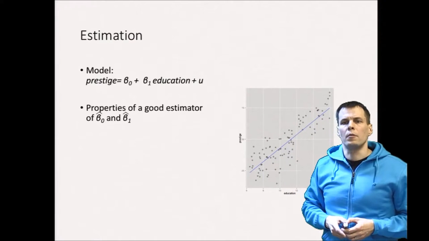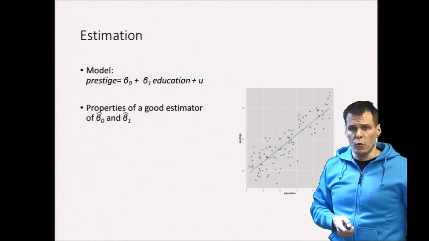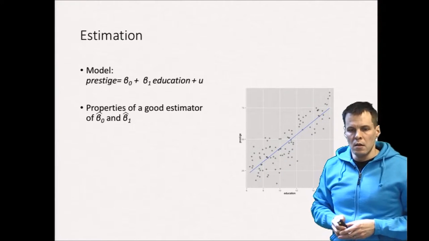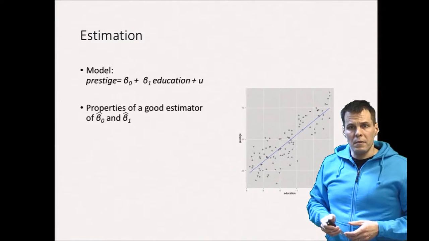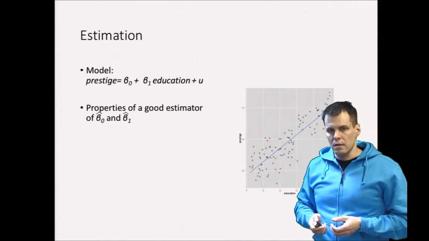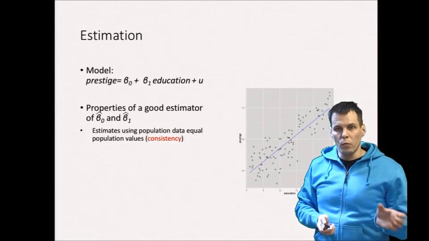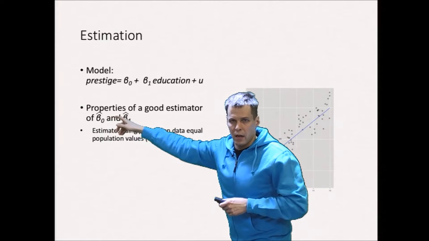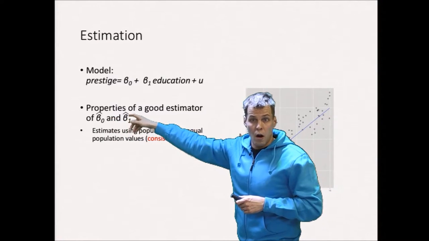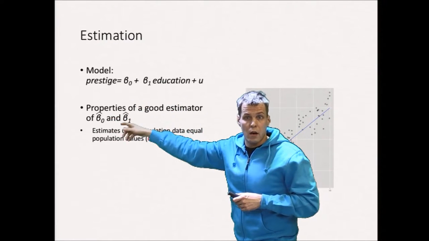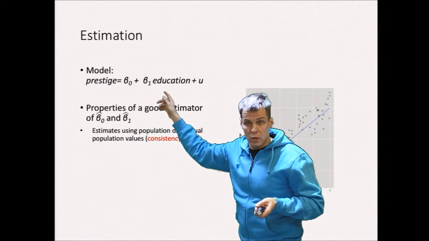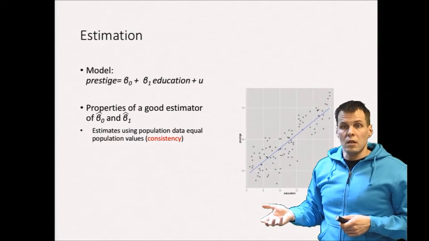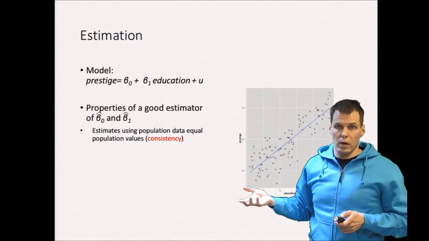So let's take a look at what some properties of good estimators are. We covered this in another video before, but let's revise. So we need to have estimates that are consistent. Consistency means that when we have the full population data, our estimates beta hat zero and beta hat one are equal to beta zero and beta one. So these estimates will be the population values. In other words, if we have the full data, a consistent estimator gives us the correct result for that population.